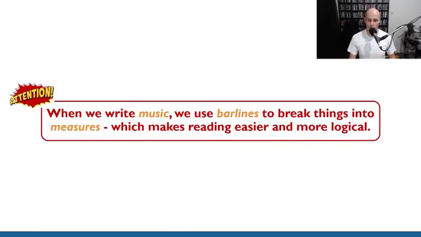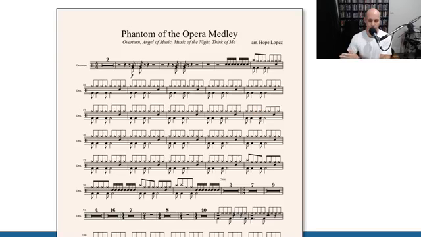And what measures do is break up the space that we write our music on. And much like we saw with the Lego example, once a measure is full, we have to close it off using a bar line and start another measure. And we can write as many measures as we like as long as we're closing them all off once they're full. Okay? So now let's have a look at an example of music.